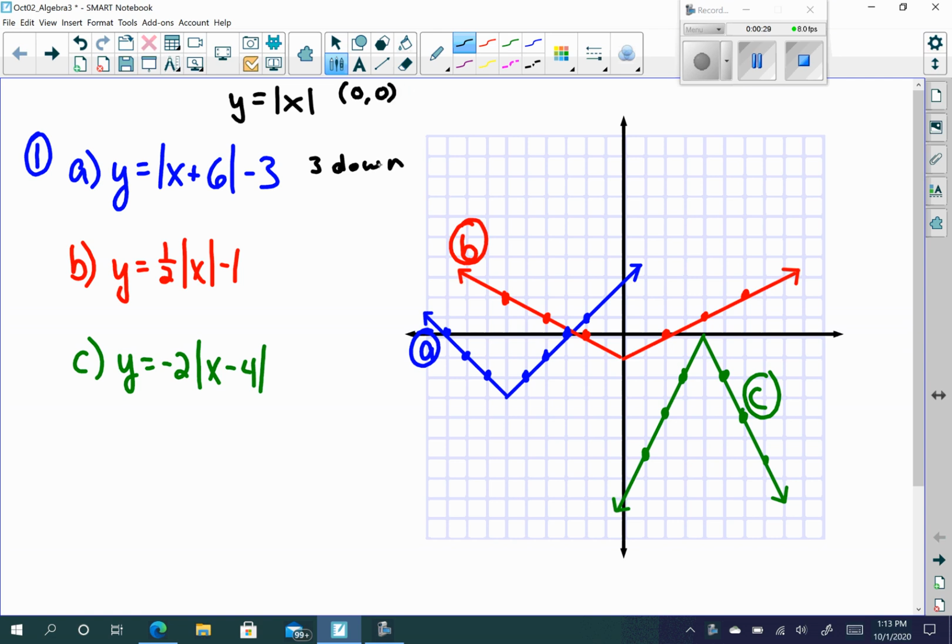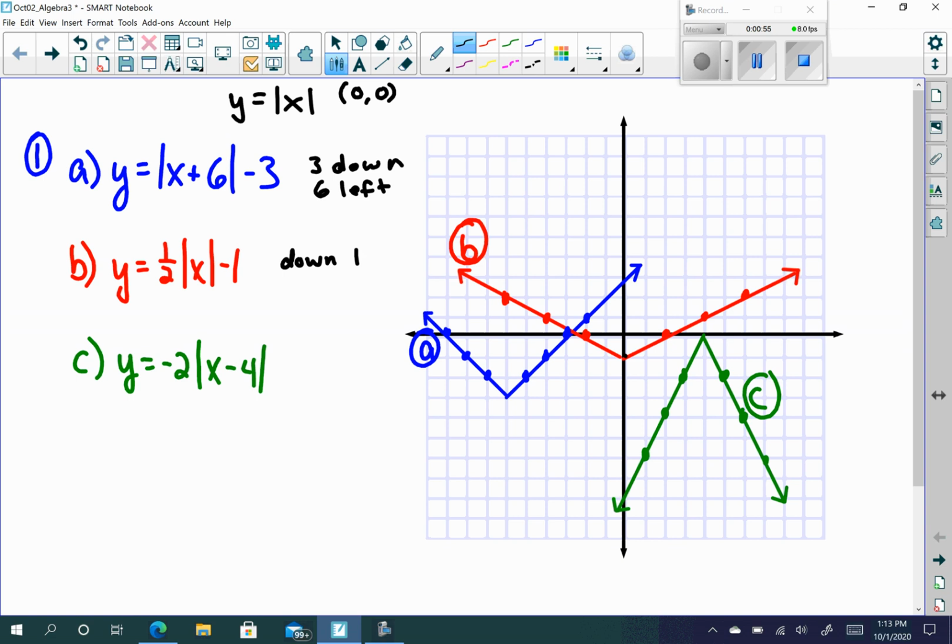So we're going 3 units down from the origin, and then with the x plus 6, we're going to go 6 left. If you notice on the graph here, we're going 6 to the left and then 3 down, and then the slope is still going to be the same on either side of this V. So we're going to go up 1 over 1 to the right, and then up 1 over 1 to the left. So there's A.